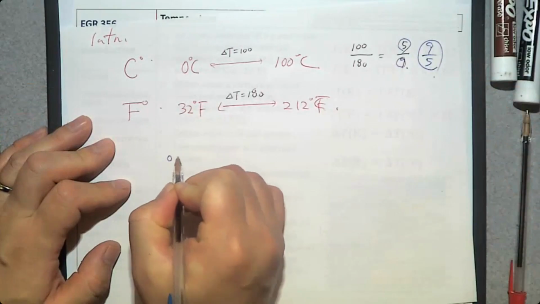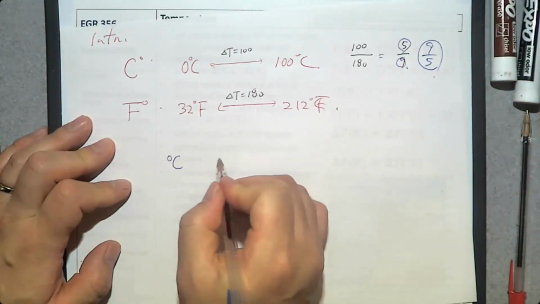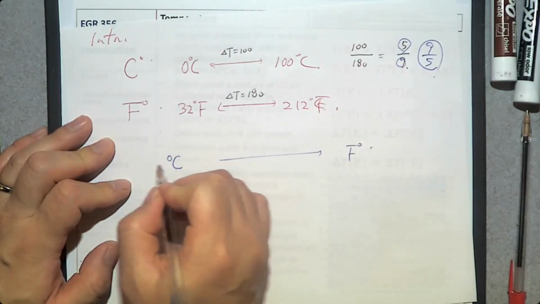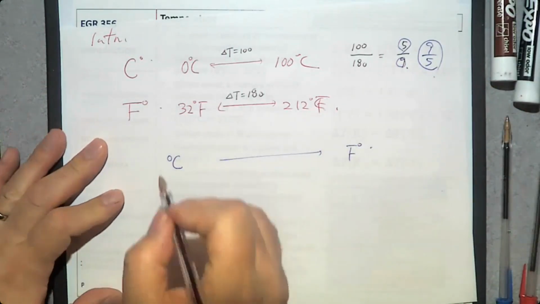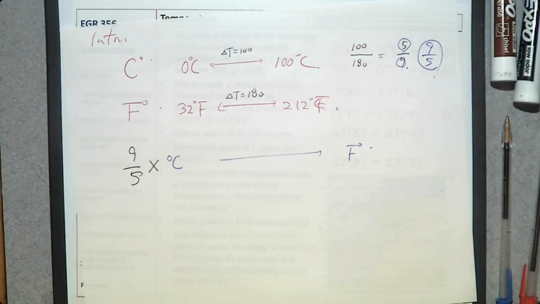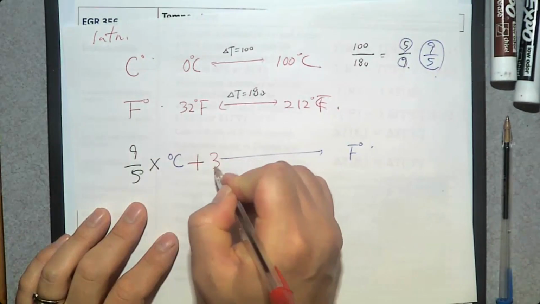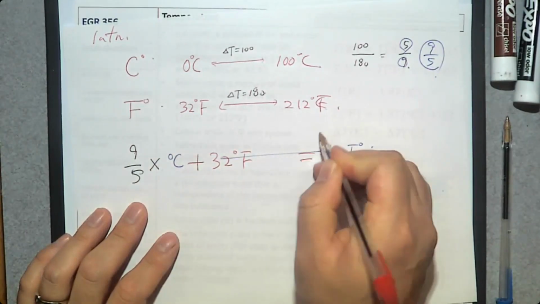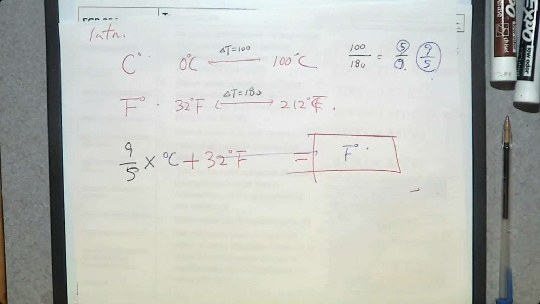So let's say that I have a degree Celsius. If you want to convert into Fahrenheit, you multiply by 9/5. However, we have a different starting point. The starting point is 0 for Celsius, and for Fahrenheit it is 32. So you need to add 32 Fahrenheit. That's how you convert. If you want to calculate degrees Celsius from Fahrenheit, you can go in reverse, okay?